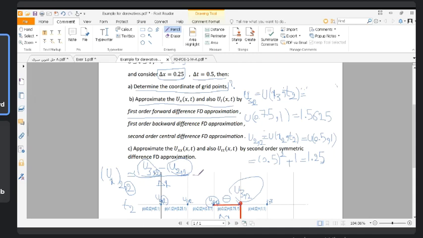U32 is 1.5625 minus U22, which is 1.25. Okay? And over delta X is 0.25. And when we compute this fraction, we can approximate the UX to 2. Okay? The computation of this fraction is for you.